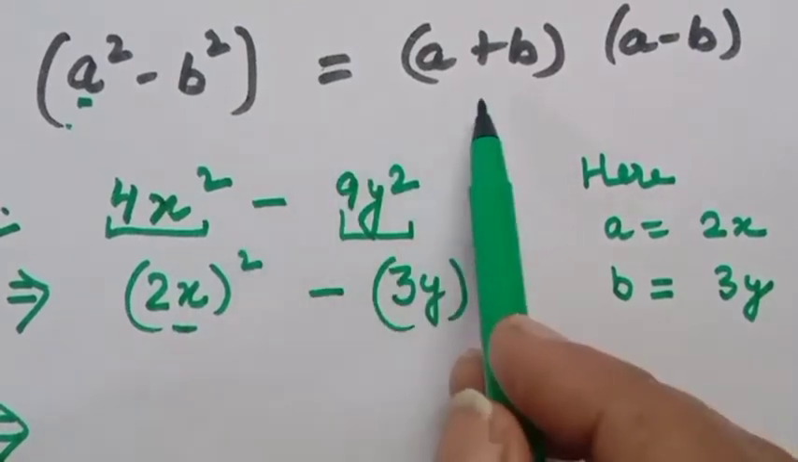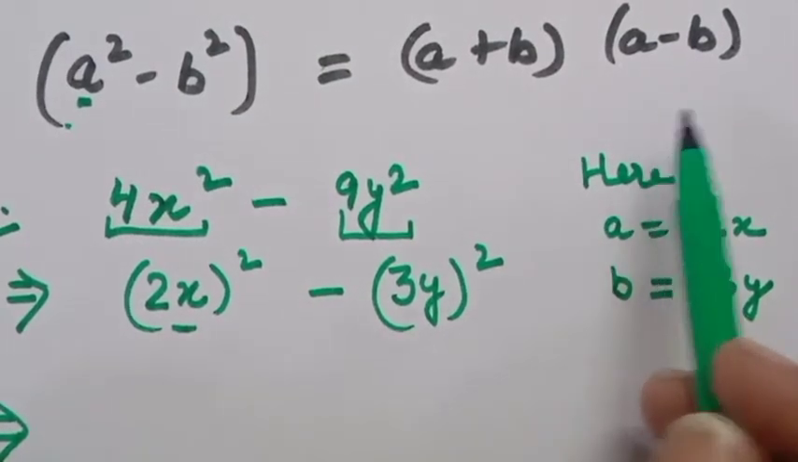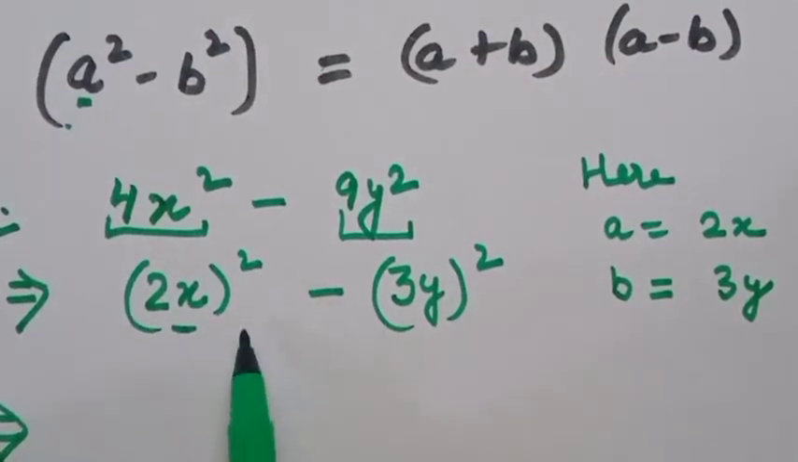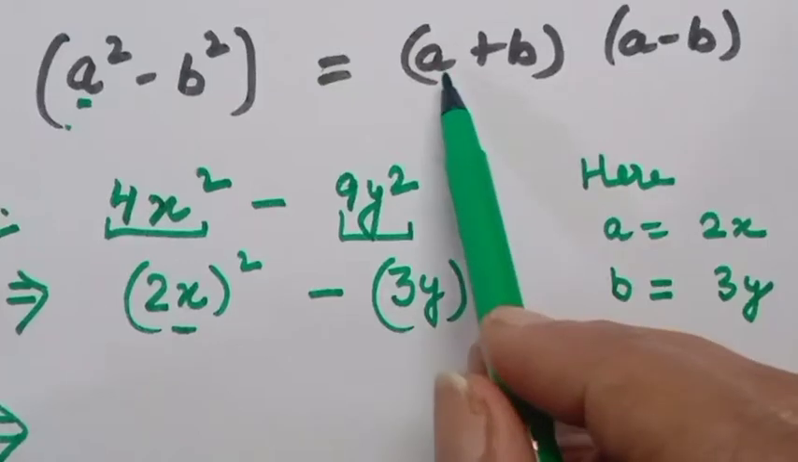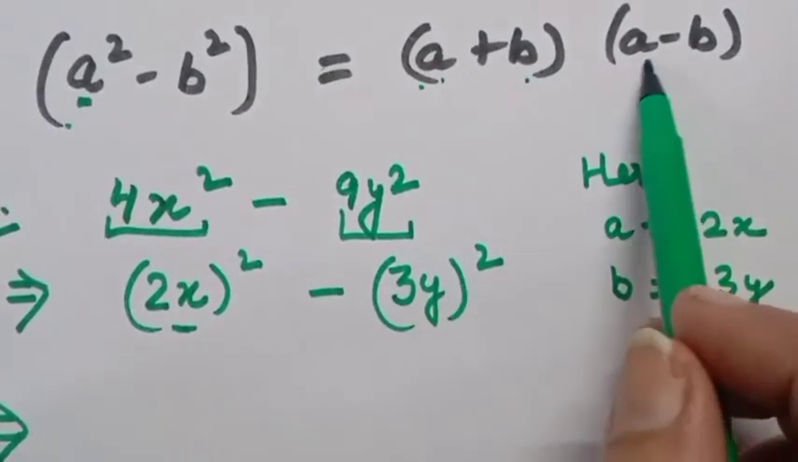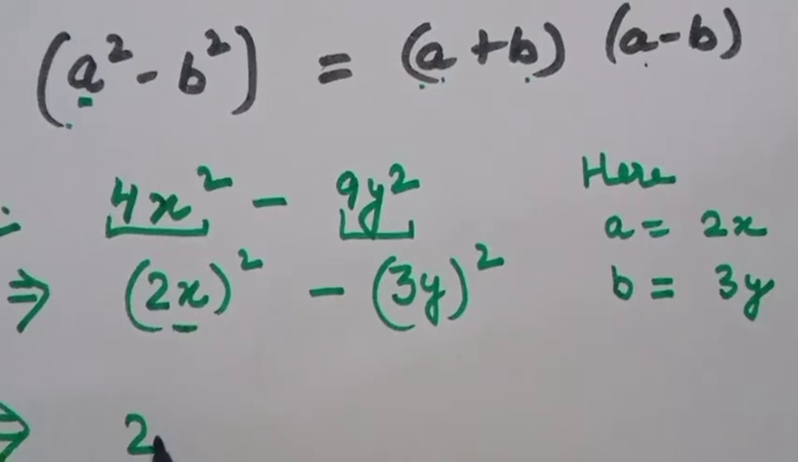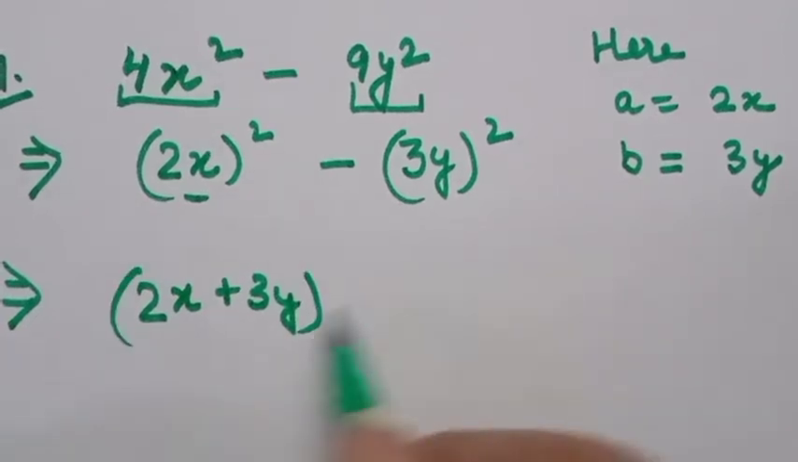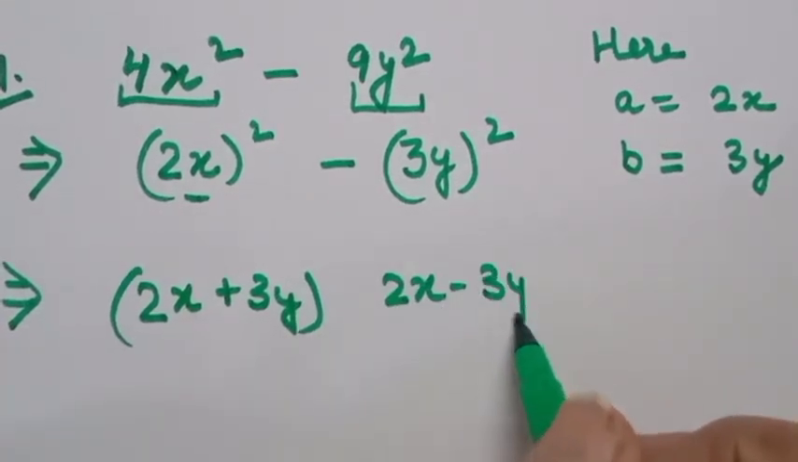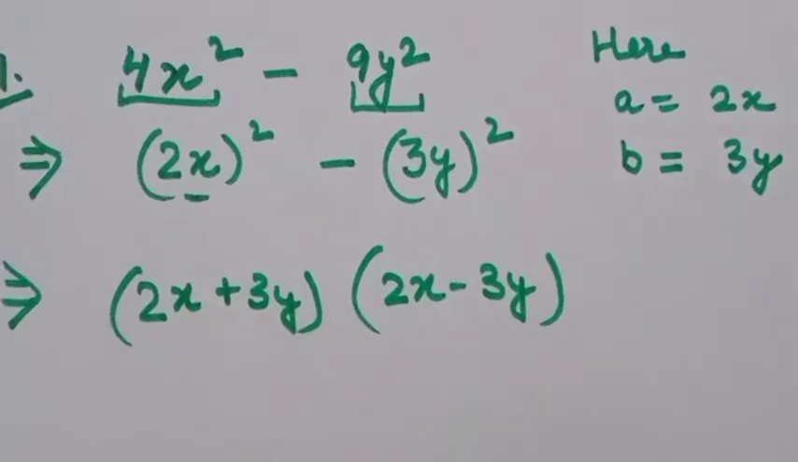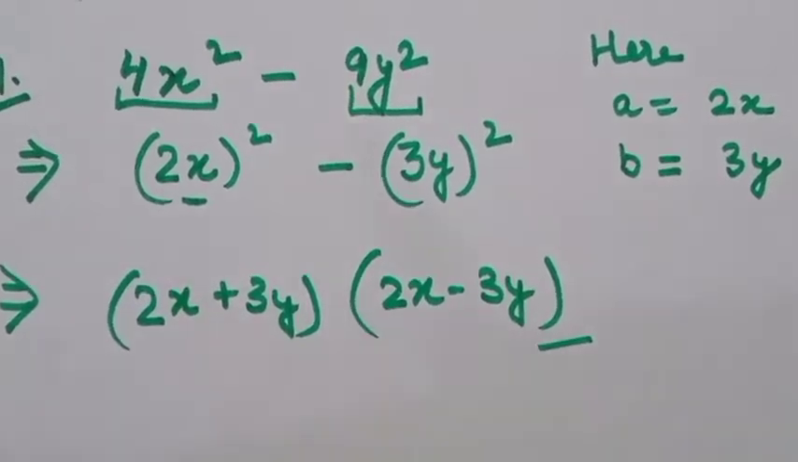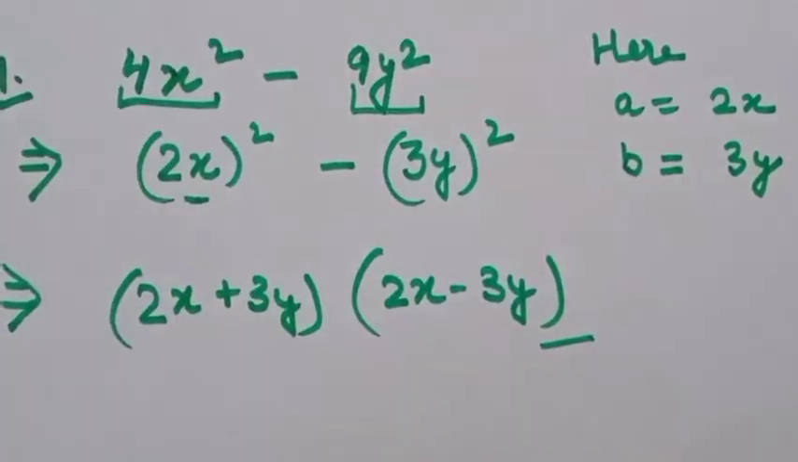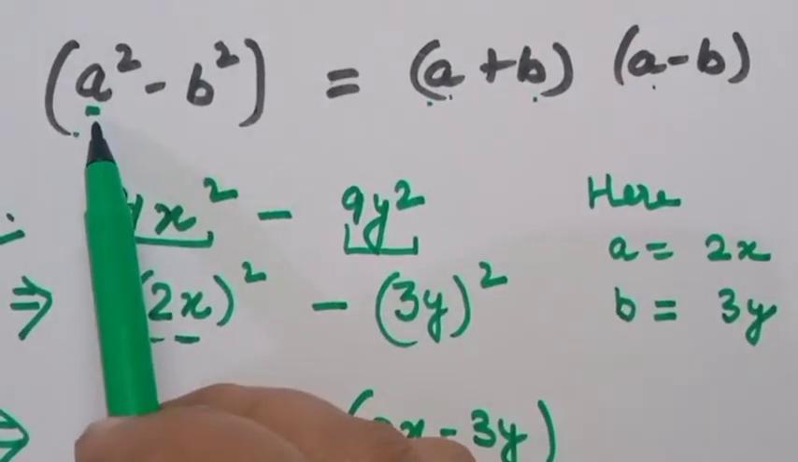So now we will write left hand side is equal to right hand side. What we will write here? 2x whole square minus 3y whole square. So we write it as a plus b times a minus b, which means 2x plus 3y, this is a plus b, and 2x minus 3y, this is a minus b. This is the only thing you have to do in this type of factorization. So it was very simple. We are going to understand a few more examples after this where we will use this identity.